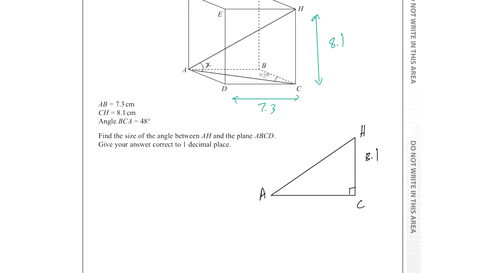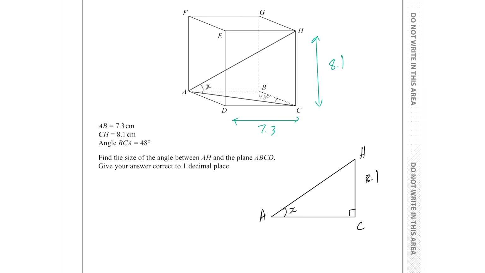So we know C to H is 8.1. We don't know what A to C is or A to H is, and the question wants us to find X. Right, what else did they tell us? They also told us BCA. So if I now draw on BCA, which looks something like this, that's B, C, A. I know that A to B, they gave me that in the question, is 7.3. And they told me that the angle at C is 48 degrees.